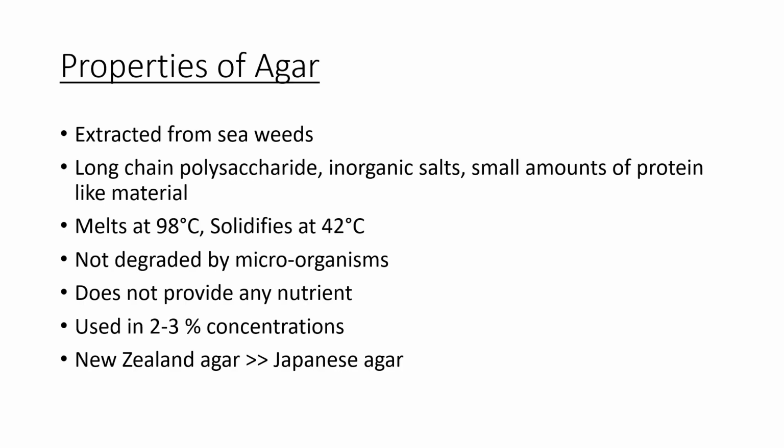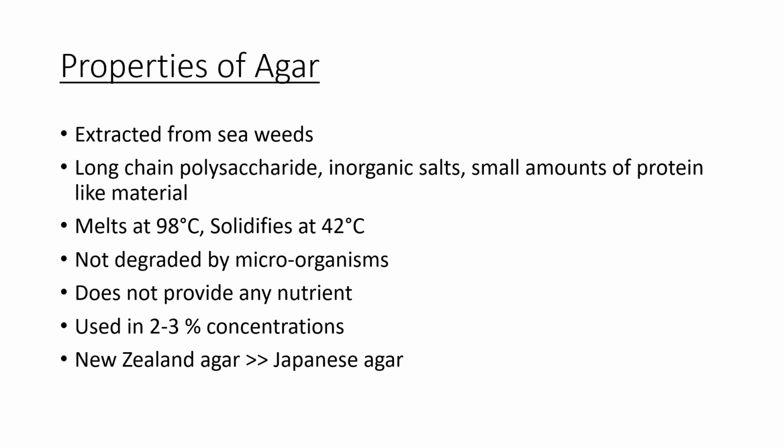So now we are discussing the properties of agar. जो agar होता है वो extract करते हैं from the seaweeds. It consists of long chain polysaccharides, inorganic salts and small amount of protein like material. ये basically melt करता है at 98 degree centigrade और हम इसको solidify कर सकते हैं at 42 degree. Not degraded by microorganisms and ये does कोई भी nutrient provide नहीं करता. It is usually used in a concentration of 2 to 3%, and there are two types of agar called New Zealand agar and Japanese agar, which is obtained from the seaweeds.